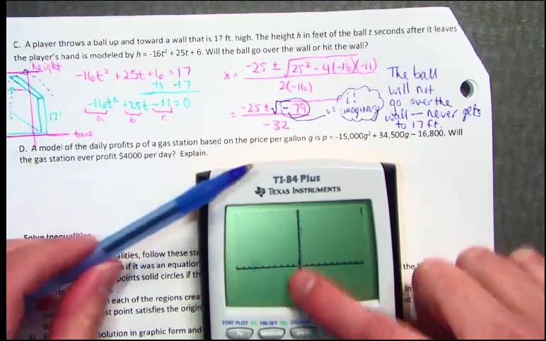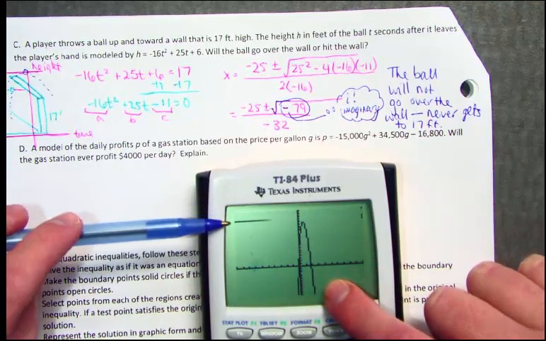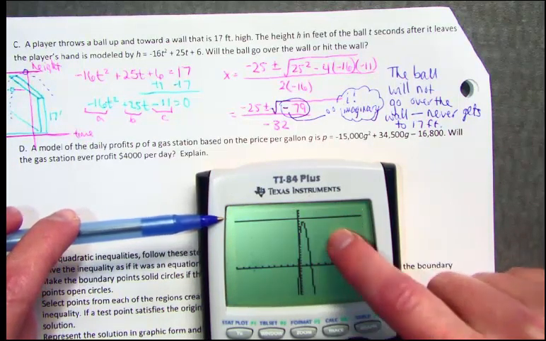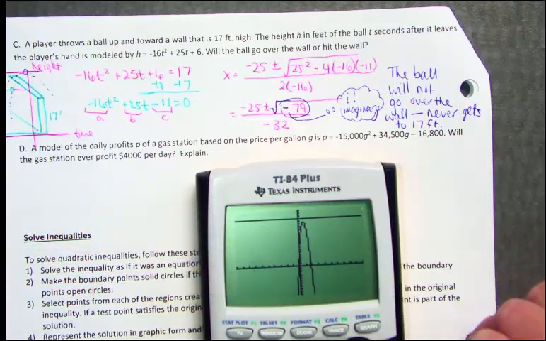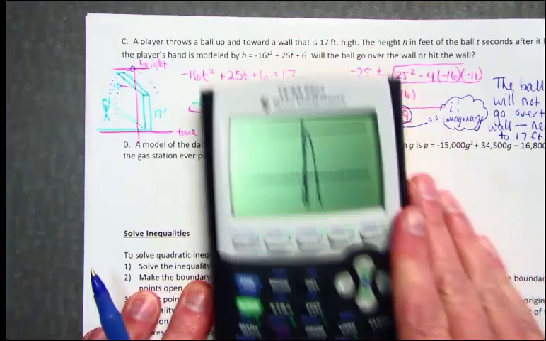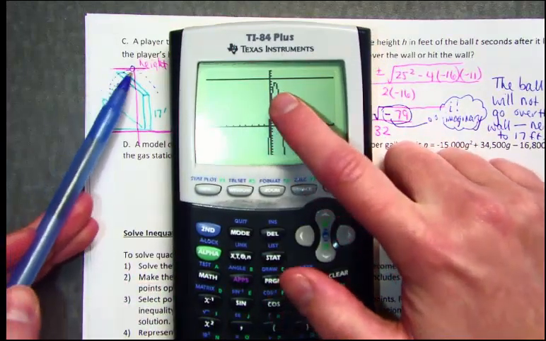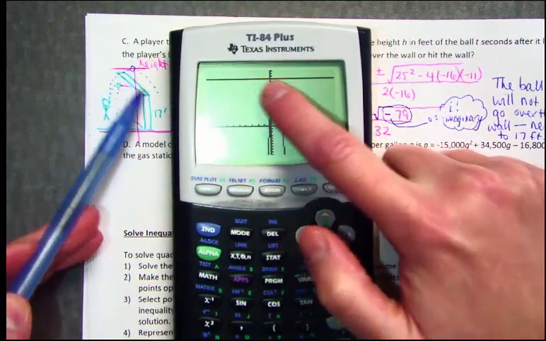So here's the path of the ball, and here's the height of the wall. I can see that it's never going to reach high enough to go over the wall. That kind of pairs up nicely right here with our picture that I drew. You can see that path of the ball and the height of the wall right here.